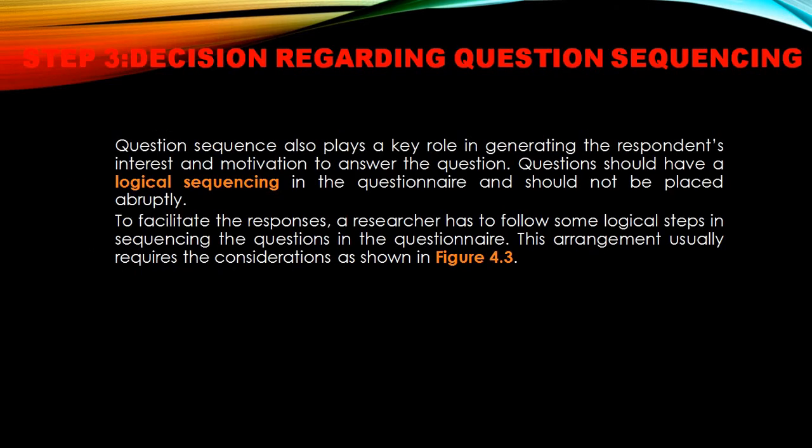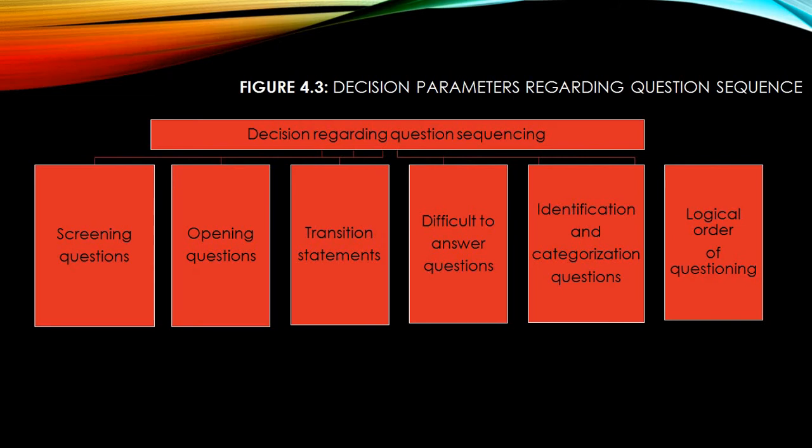Then this is step 3, decision regarding question sequencing. How do you sequence? What is the logical sequencing of the questions? Now just see, this is how you take decisions regarding question sequencing. First step is screening questions, then number 2, opening questions, number 3, transition statements, difficult to answer questions, identification and categorization questions, and logical order of questioning. Got it? So let us understand each one of them in detail.